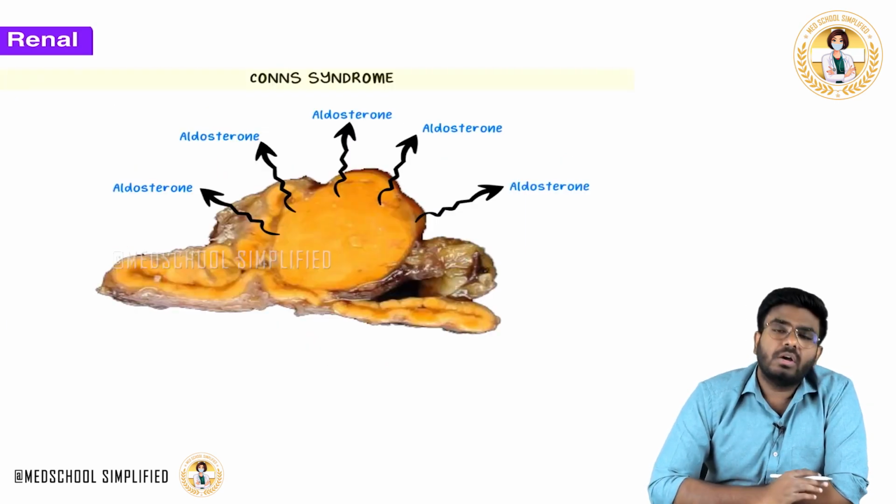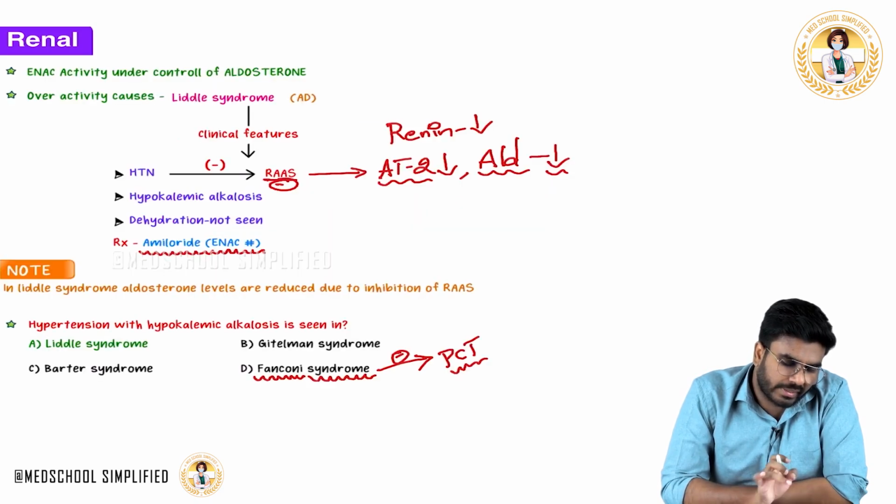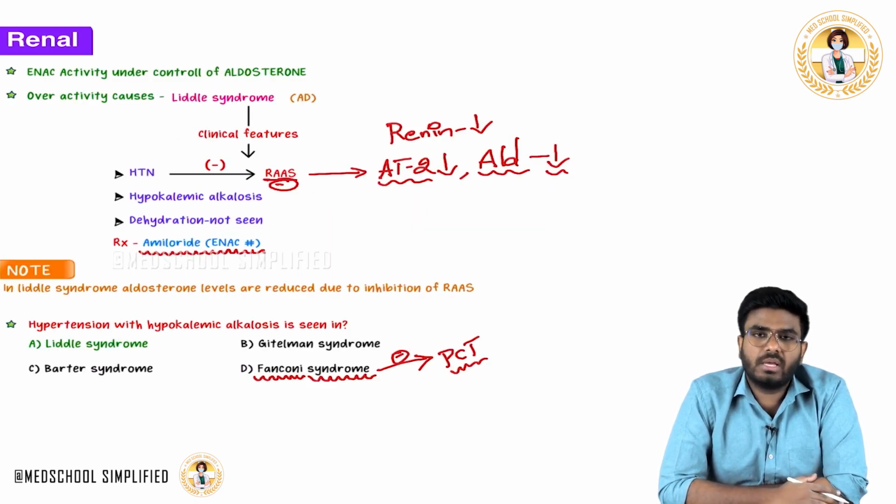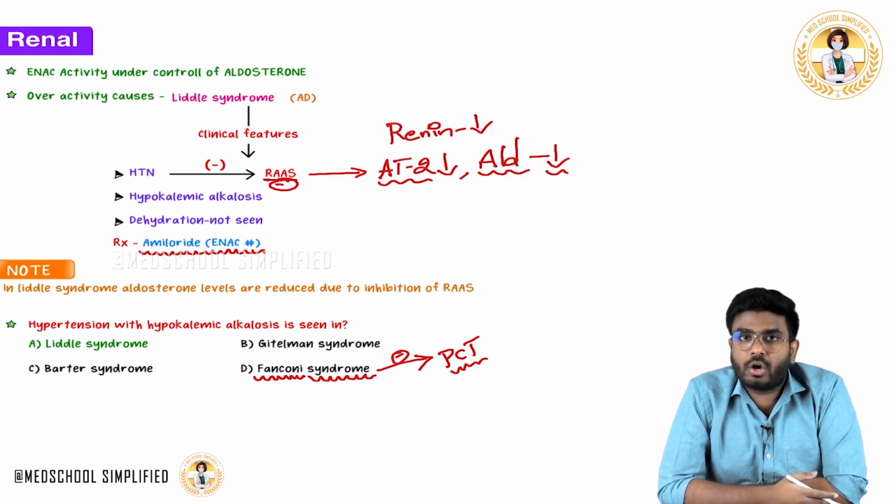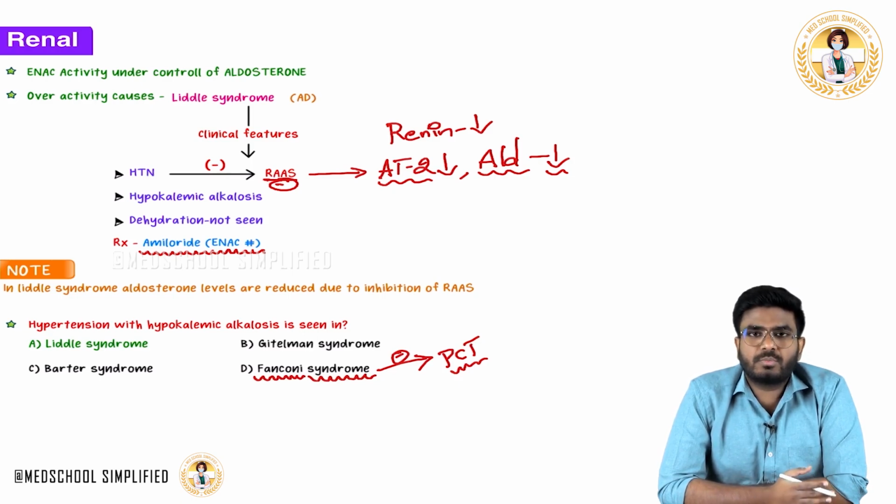With this, we are done with the concept of Liddle syndrome, and we have also discussed aldosterone. In the next video, we will discuss more clinical concepts about aldosterone secreting tumors like Conn syndrome. We will discuss much more in the upcoming video.